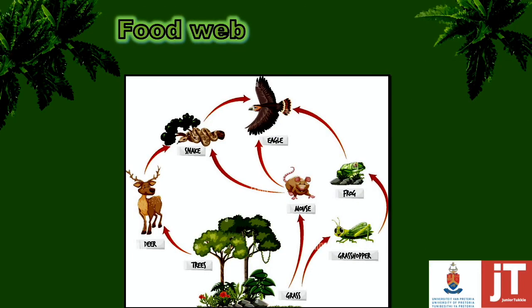Lastly, we will move over to a food web. A food web is literally a connection of food chains. You will notice a few food chains that are intertwined and interlinked with one another. You always start with your producer, which is number 1.